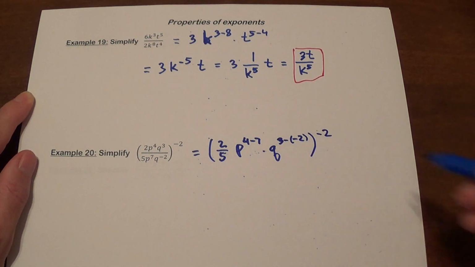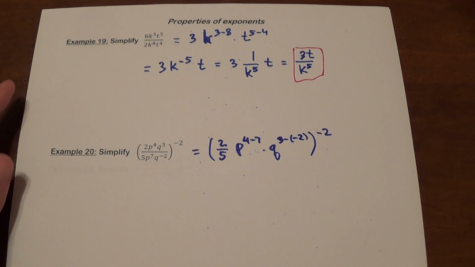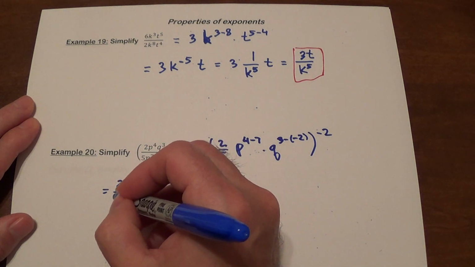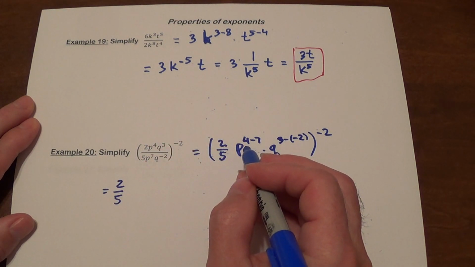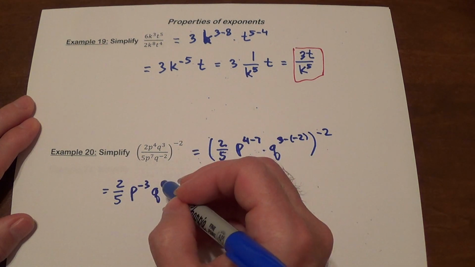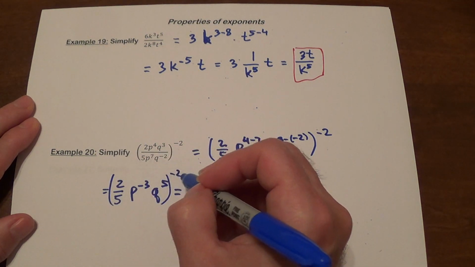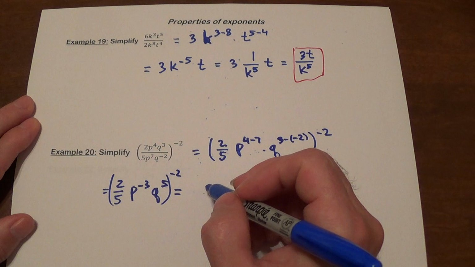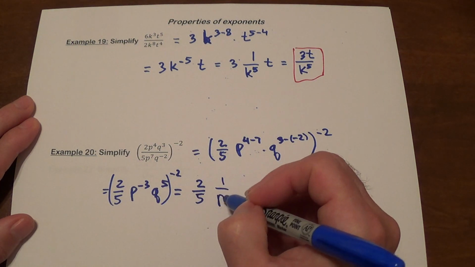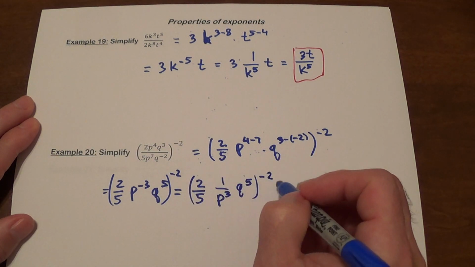And that all has the negative exponent negative 2 outside. We'll get to that once we're done with everything inside. So continue on. This is 2 to the 5th. This is going to be p to the power negative 3. And this is going to be q to the power 5. So negative exponents, and of course the whole thing is to the power negative 2. Negative exponents are going to be handled as reciprocal. So 2 over 5 times 1 over p cubed times q to the 5th, all to the power negative 2.